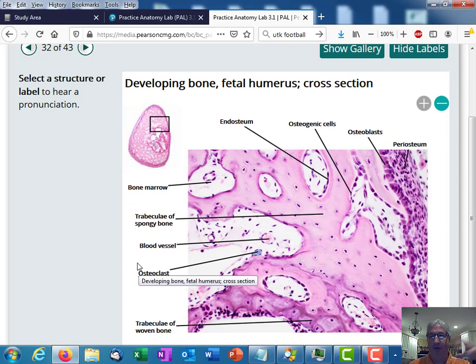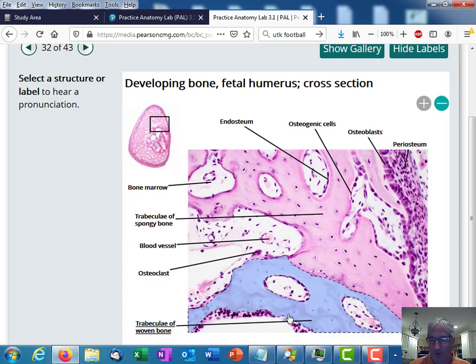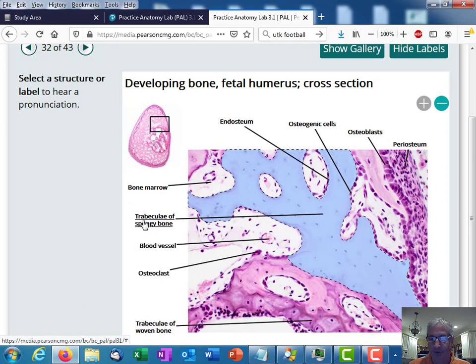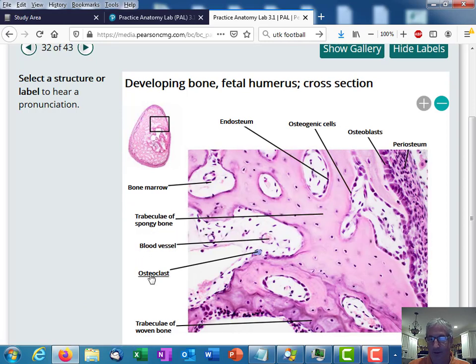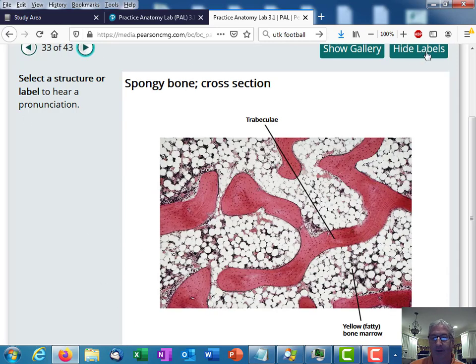So osteoclasts will break down bones, and osteoblasts will build up bones. Okay, and then you have the trabeculae of the woven bone down here, and so that's the disorganized fibers down there. So you can see the difference between the trabeculae of the spongy bone there and the trabeculae of the woven bone down there. All right, one more slide.